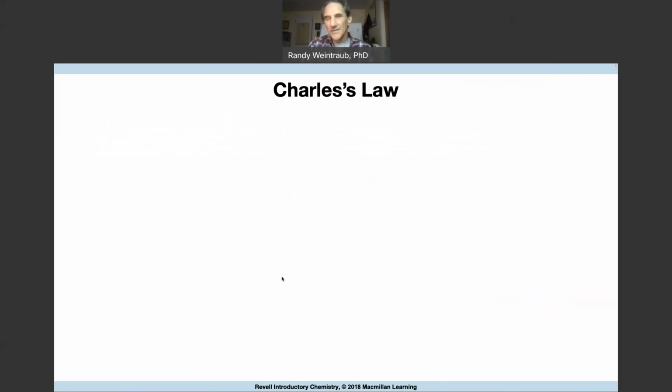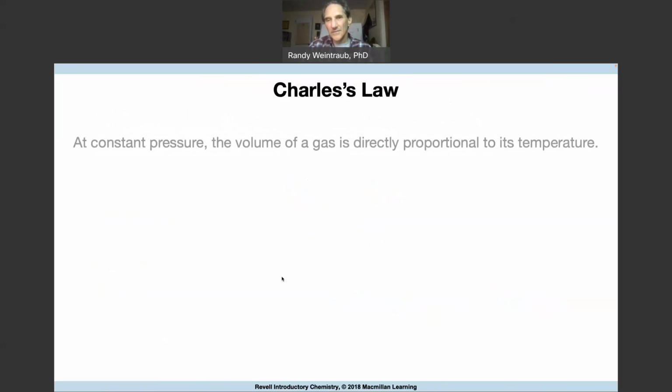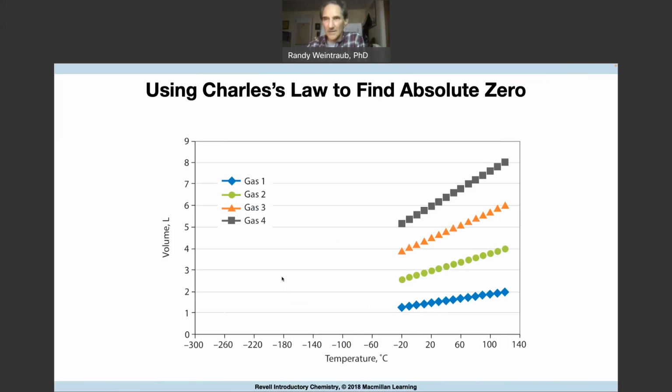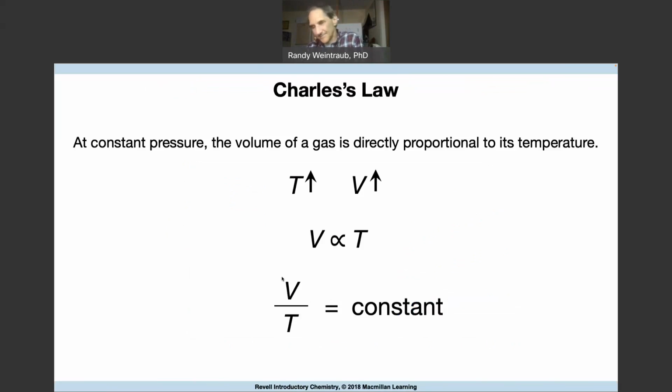Charles' law states that at a constant pressure, the volume of a gas is directly proportional to its temperature. Now, if the temperature goes up, the volume goes up. If the temperature goes down, the volume goes down. Mathematically, we represent that relationship as V is proportional to T.